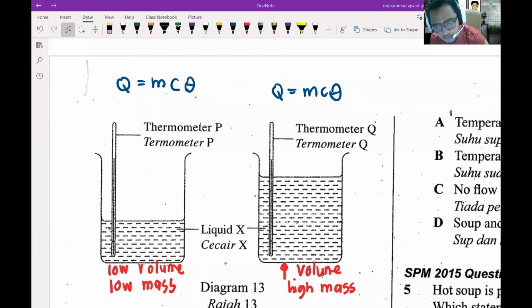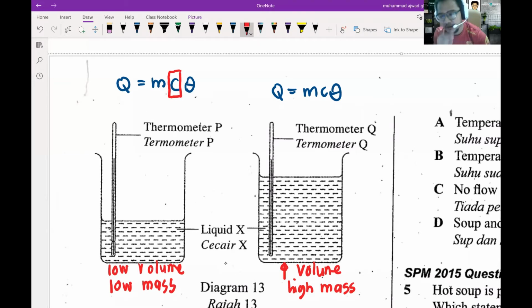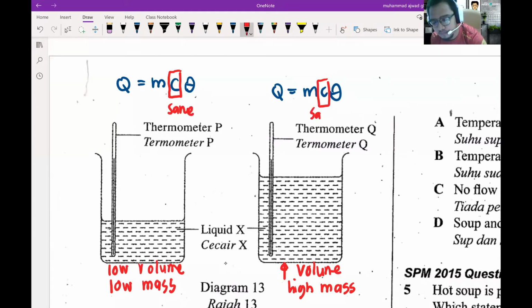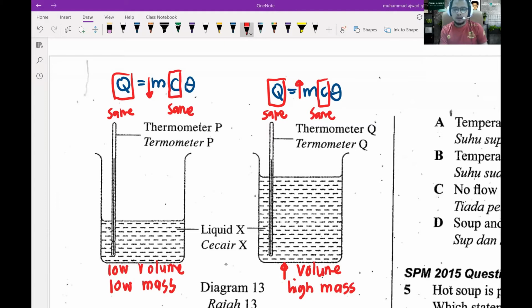Okay, so surely dia punya C sama. Specific heat capacity sama because same liquid. It is the same liquid. And mass is different. This one lower mass. This one bigger mass. Okay, so heat is also the same. Dia kata sama. Okay, so sama kat situ. So dia nak kaji apa tu? Mass and theta.